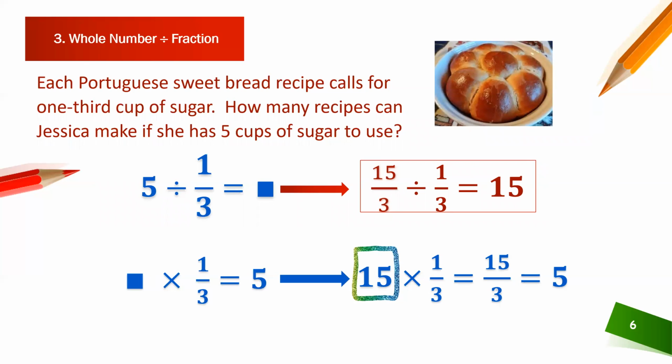Okay, so that 15 right there is your answer. But think about how we could make that work. 5 is the same as 15/3, right? So we will have 15/3 divided by 1/3 is equal to 15. Pause the video and say that sentence over again. 15/3 divided by 1/3 is 15.